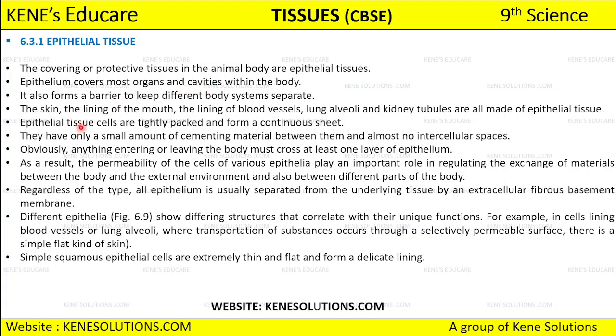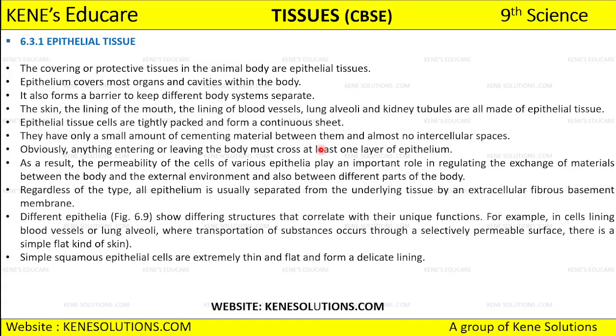So epithelial tissue cells are tightly packed and they form a continuous sheet. Epithelial tissue cells क्या करते हैं? They are very tightly packed, and they form a continuous sheet together. Epithelial cells have only a small amount of cementing material present between them, and there are almost no intercellular spaces. ठीक है, epithelial tissue के पास क्या होता है, it has a small amount of cementing material present between them, and उस सीमेंटिंग मटेरियल के बीच में you will see that there are no intracellular and intercellular spaces present.